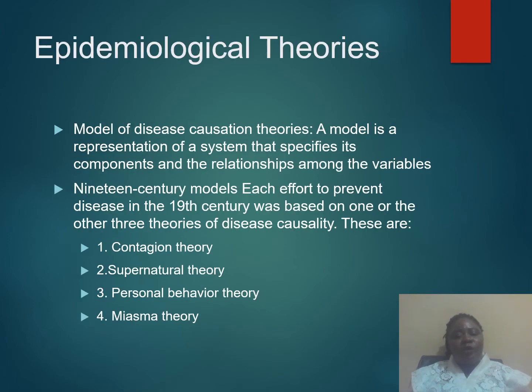Talking about the epidemiology theories, a model of disease causation is a model representing a system that specifies its components and the relationship among the variables. Nineteenth century models: each effort to prevent disease in the 19th century was based on one of the theories of disease causality, and we have contagion theory, supernatural theory, personal behavioral theory, and miasma theory.